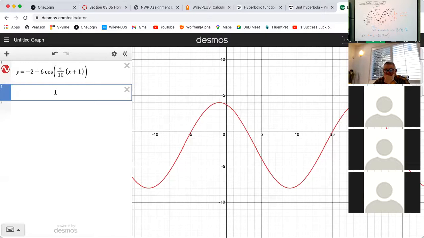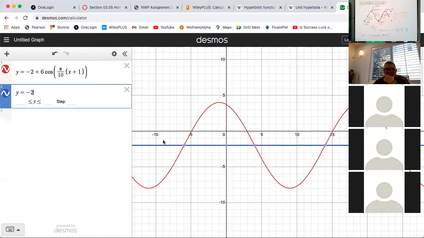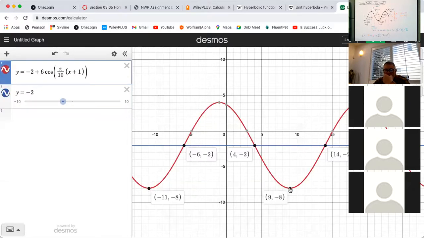If I go in and tell Desmos where the middle is supposed to be, I say, hey, Desmos, the middle is at y equals -2. So now we can find the middle going up at -6, -2, the middle going down at 4, -2, the middle going up at 14, -2, the middle going down at 24, -2. Notice that our bottom points in the horizontal direction are 20 units apart. From -11 plus 20 is 9. -6 plus 20 is 14. That's one cycle. 4 plus 20 is 24. That's one cycle. And then -1 plus 20 is 19. That's one cycle.